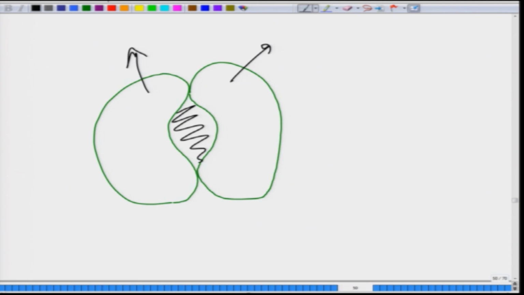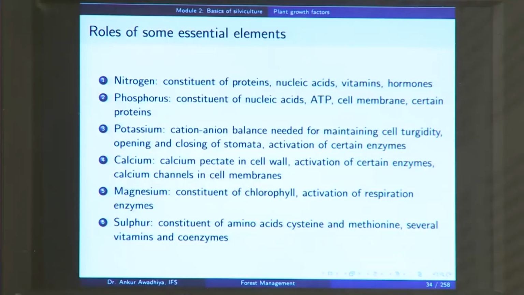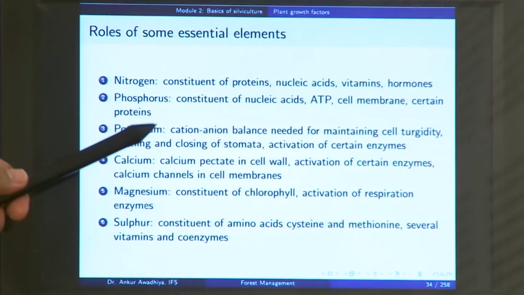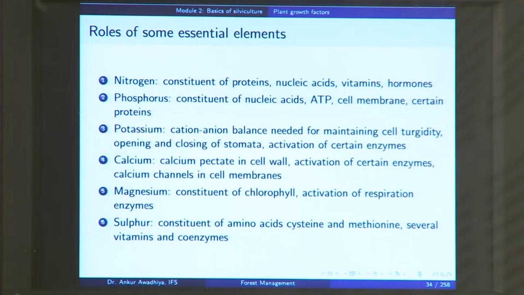So, when these cells become turgid, the hole becomes larger. When the cells become flaccid, the hole reduces in size, and this mechanism of opening or closing of the holes is determined by the cation anion balance that is there in the cells. So, if you have more amount of salts inside the cell, in that case through the process of osmosis, more amount of water will reach inside and the cell will become turgid. If you have less amount of salt, if the cell is able to throw the salts outside, in that case water will also go out through the process of osmosis and the cell will become flaccid.